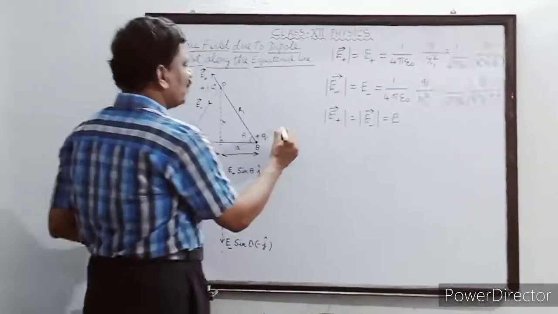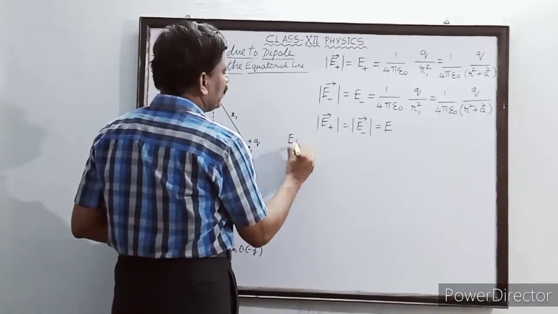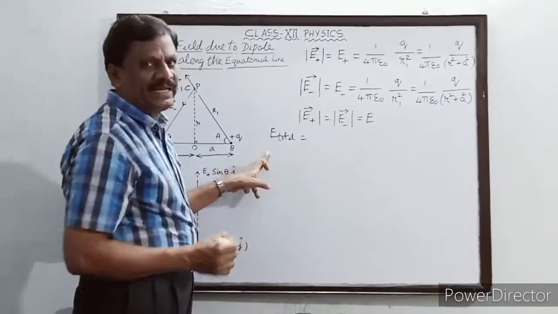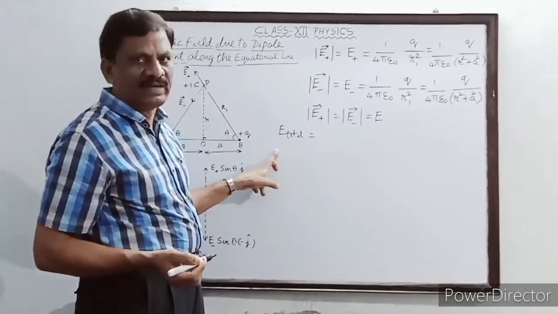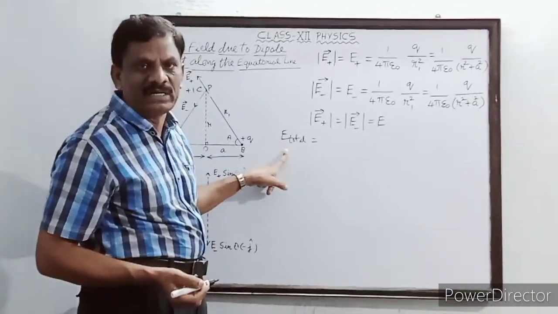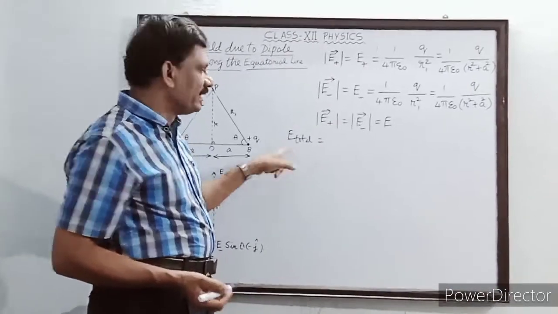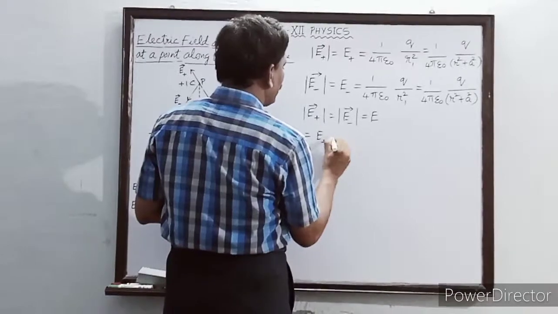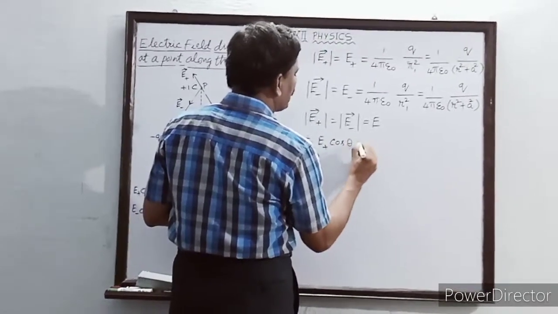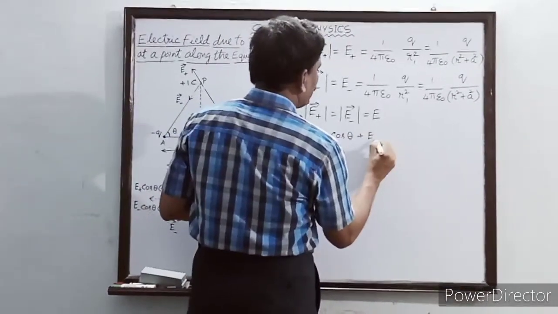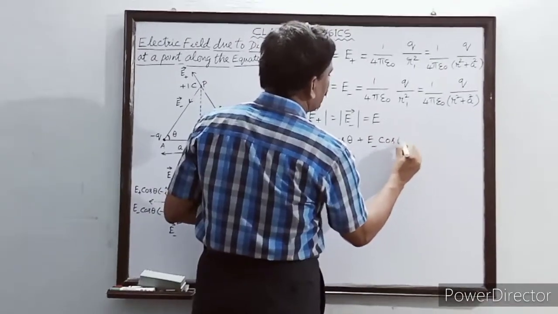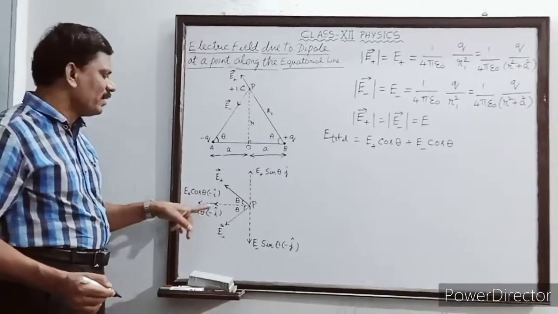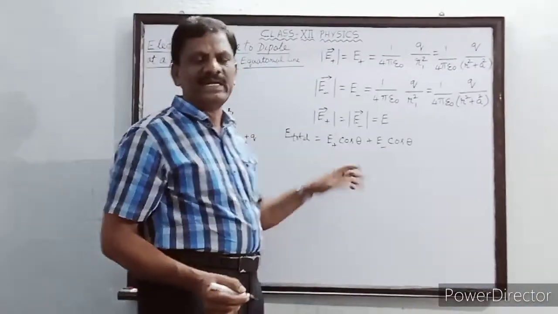Therefore, E total is equal to, I will write only the magnitudes first. At the end, I am going to substitute in the vector form. So I am going to write the E total of what? The magnitude of the net electric field, and hence this is equal to E plus cos theta plus E minus cos theta. This is E plus cos theta and E minus cos theta. The magnitudes can be added only. Finally, in the vector form, I will introduce the negative sign.